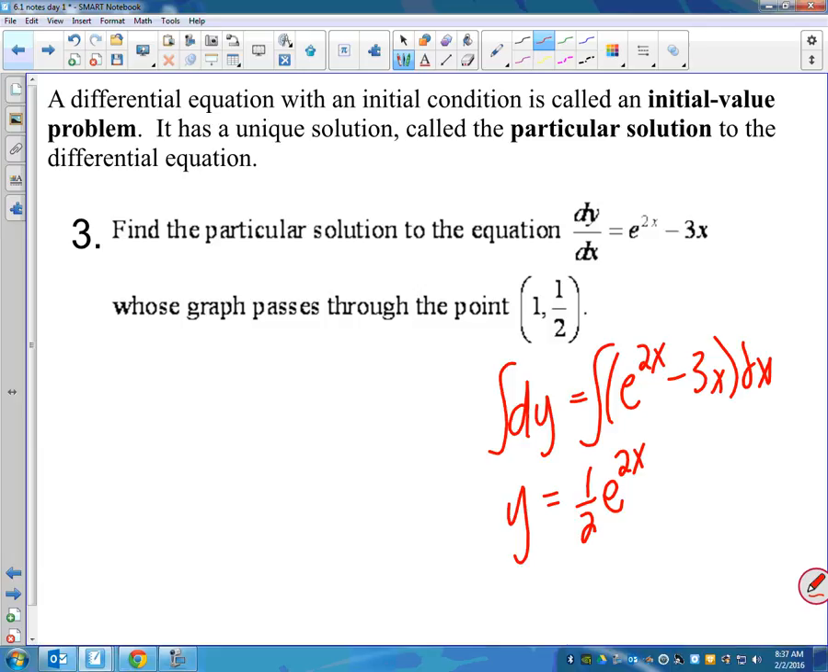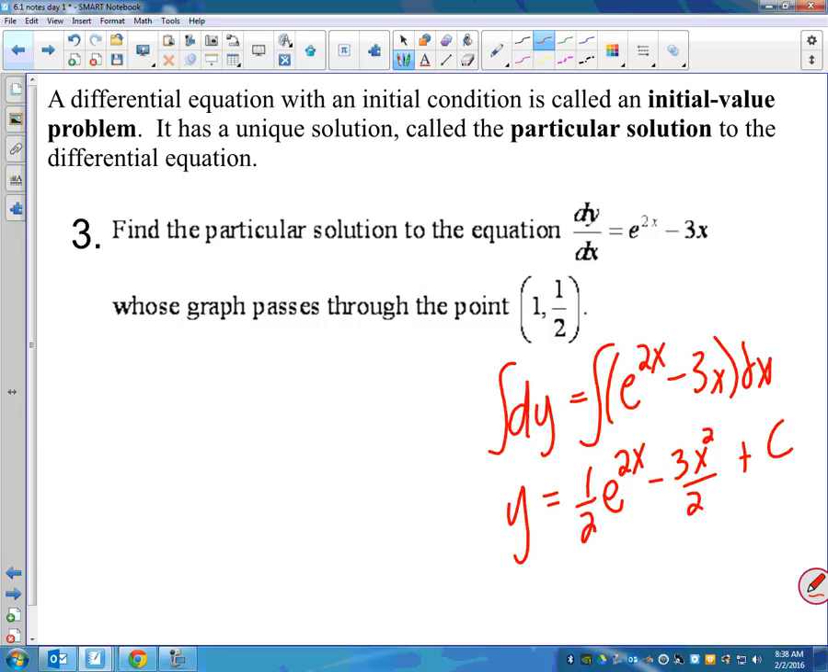But again, it just kind of makes you think about your antiderivatives a little bit more. And then this one is just our power rule, right? So that's just minus 3x squared over 2. Raise it up 1, divide by that. Don't forget your plus c, because if you forget your plus c, then this whole point that they gave me is not relevant anymore.